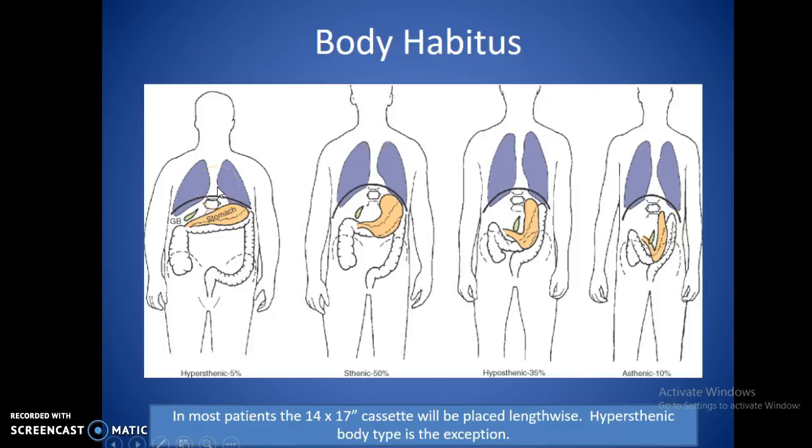But if you get a hypo or hypersthenic patient, they have the exact opposite. They're a little bit more burly, a little bit more stocky, and the costophrenic angles sit a little further apart. That's when we will put our cassette in transverse or crosswise, or another term is landscape.